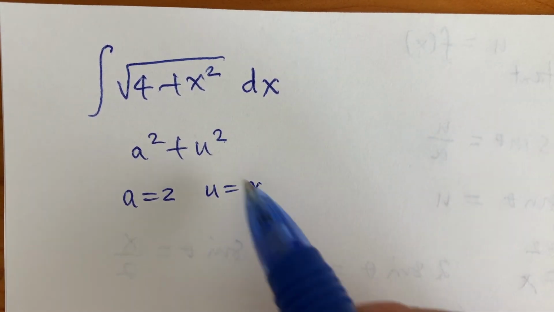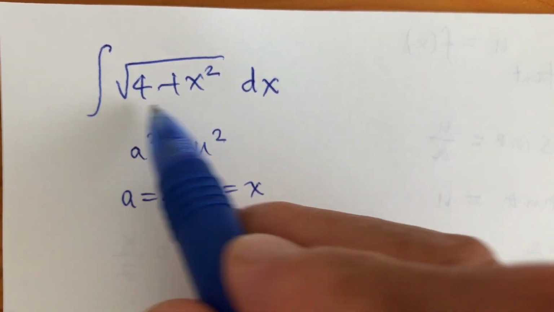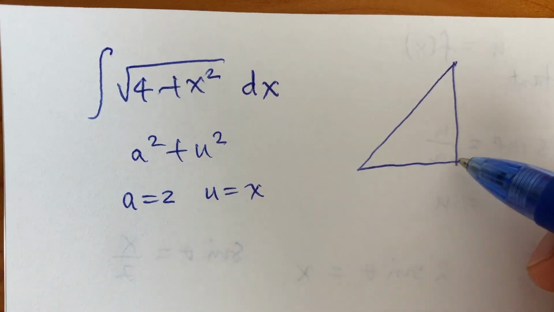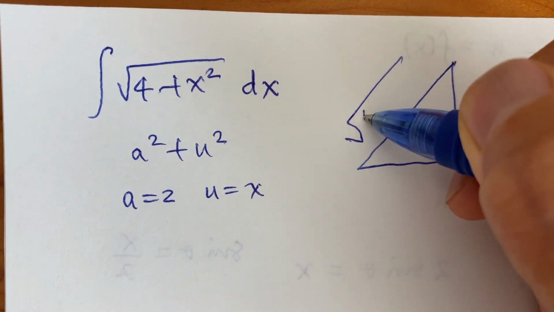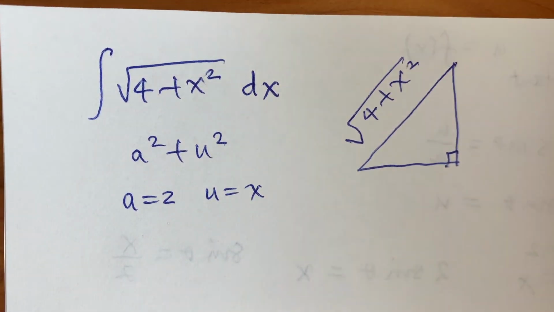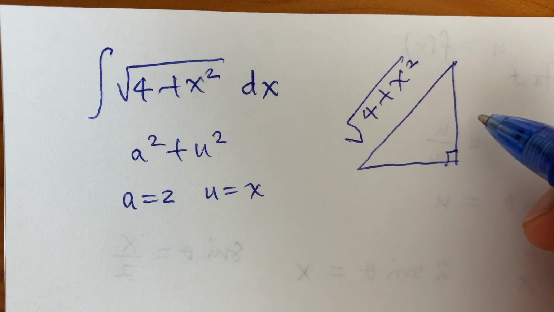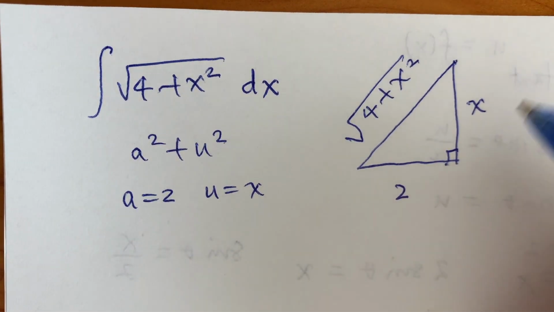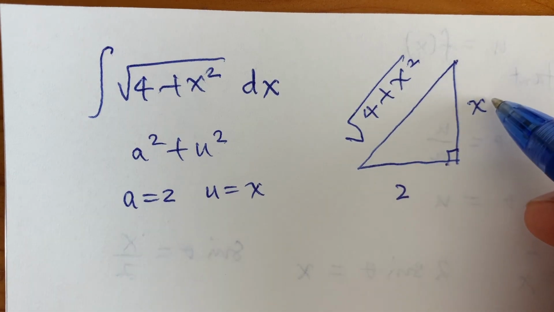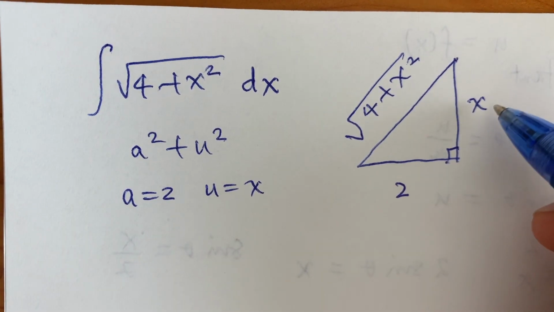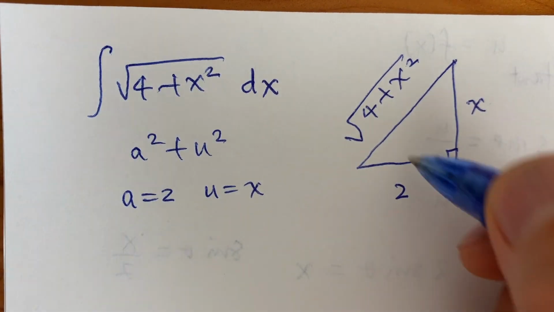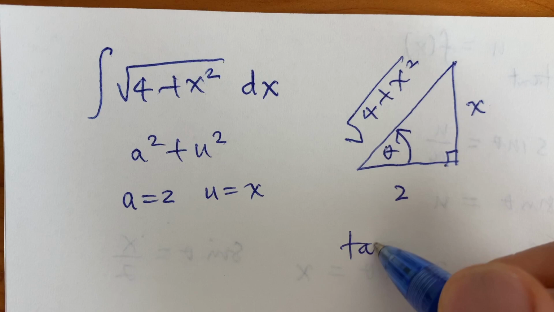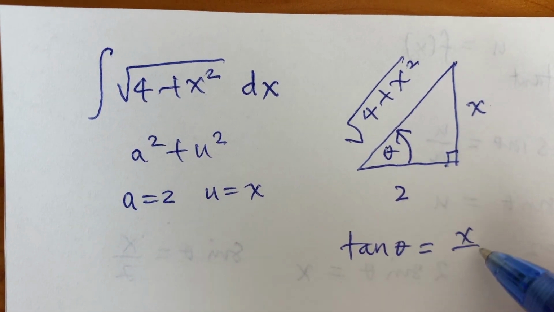Because this is plus, it implies that that must be the hypotenuse of the right triangle. That must be the square root of 4 plus x squared. So I can say this could be x and this could be 2, or this could be x and this could be 2. You can interchange them. Using x over here will give me, if this is now my theta, tangent theta is equal to x over 2.